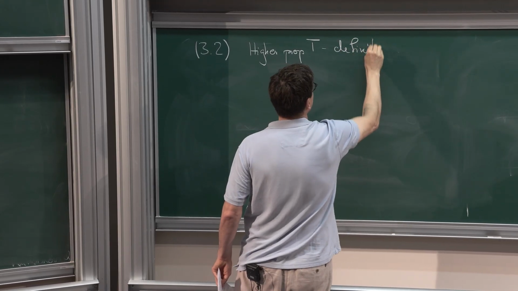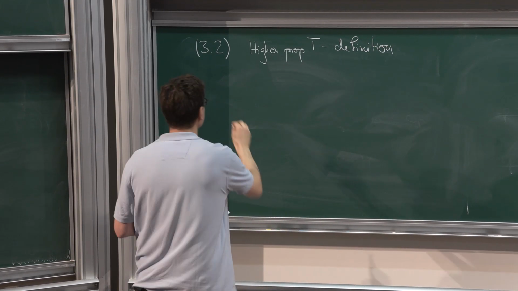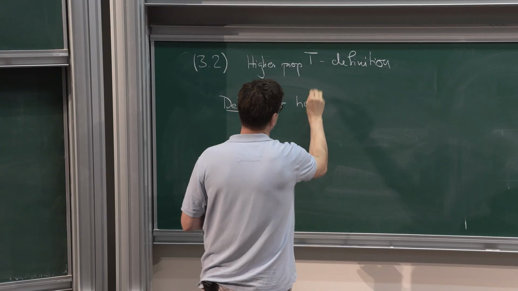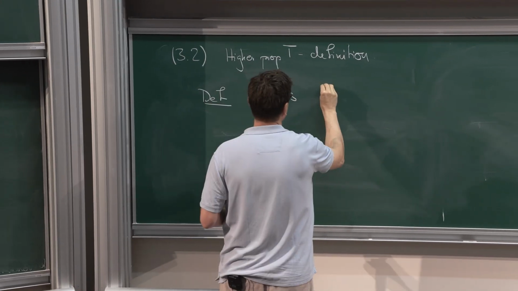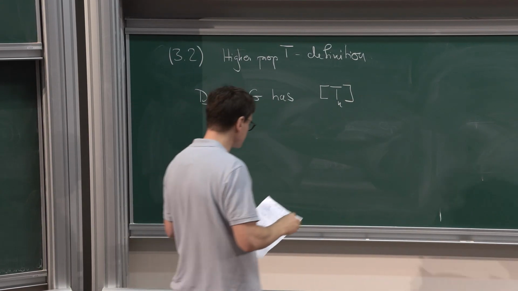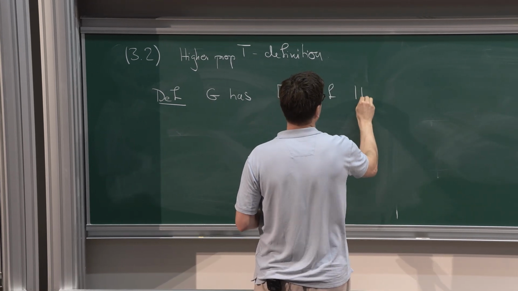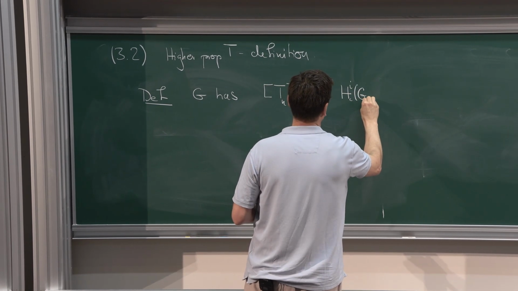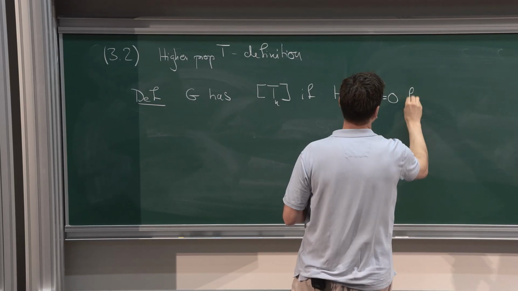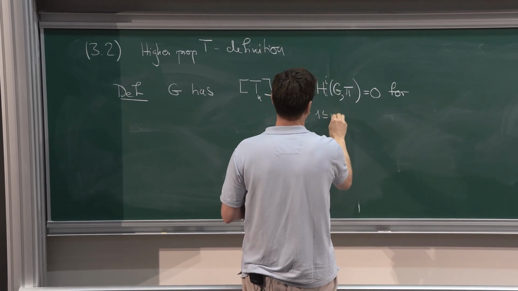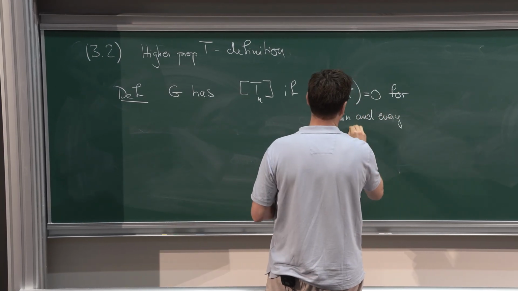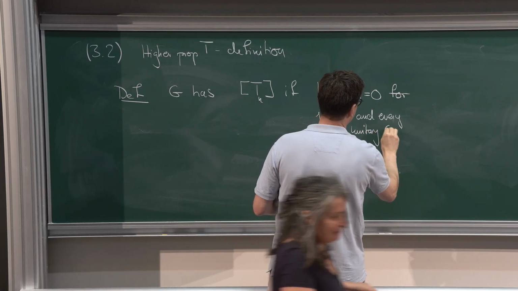This one definition. There are actually two definitions. So we say that our group has property Tn, with these brackets, if the cohomology for any unitary representation vanishes for i up to n, and every unitary G representation pi.